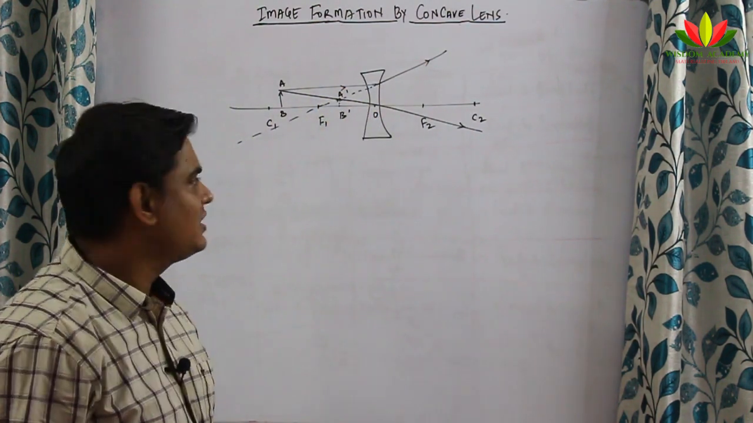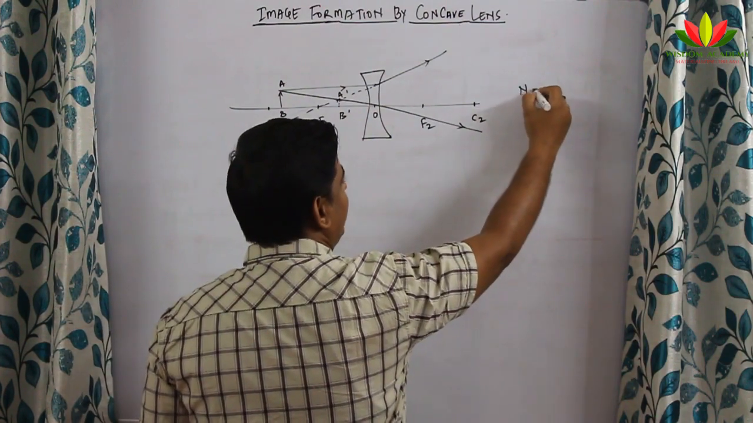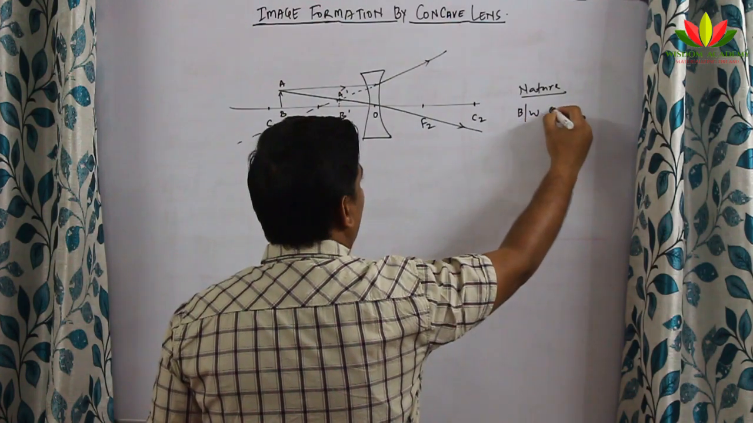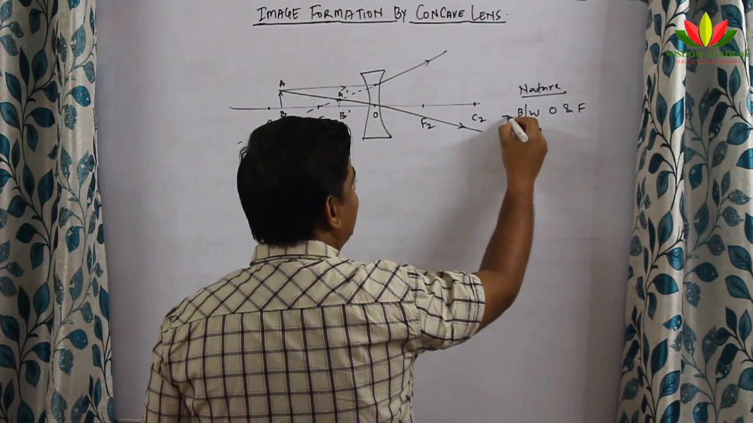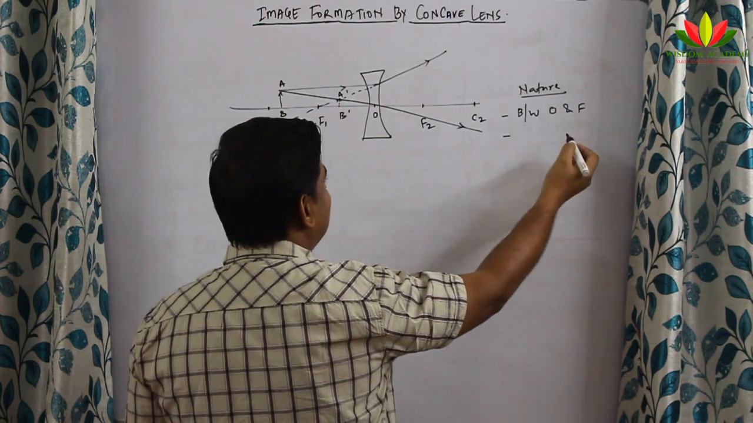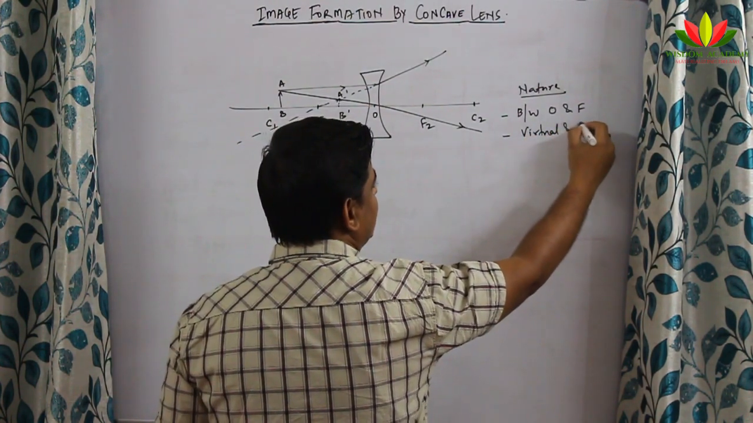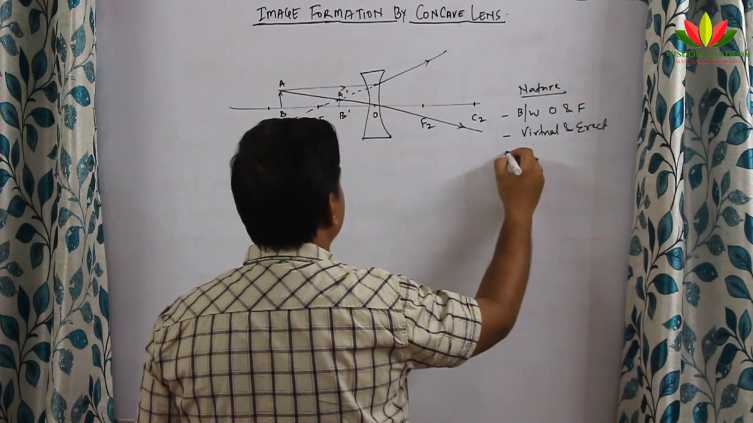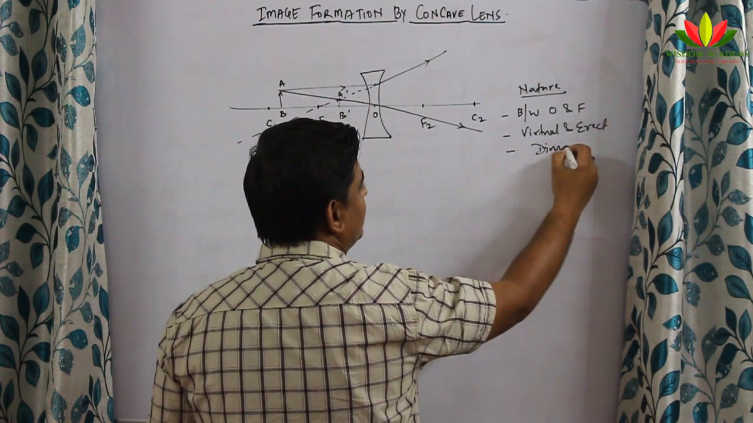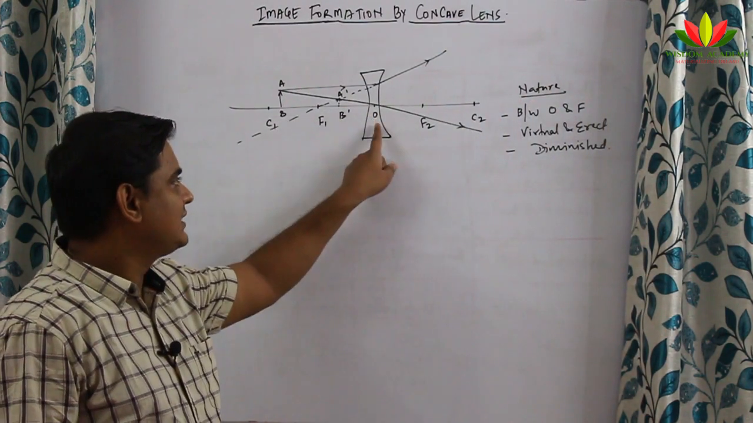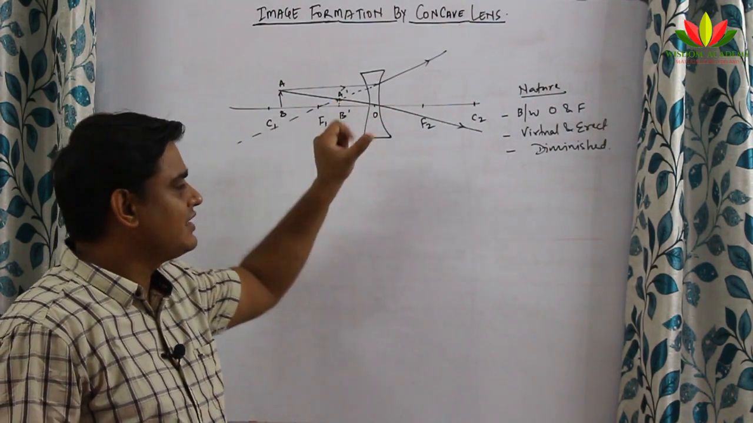What is the nature of the image? What is the position first? The position is between O and F, between optical center and focus. Second, it is virtual and erect. And third, it is diminished. So it is between optical center and focus, virtual and erect, and diminished.